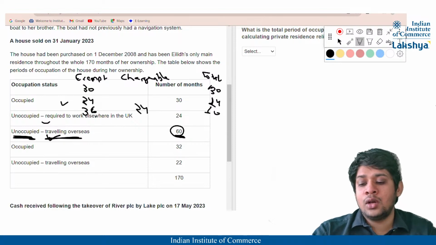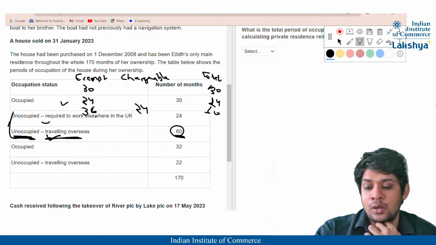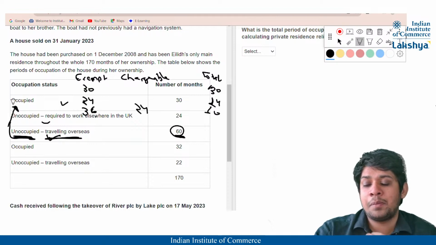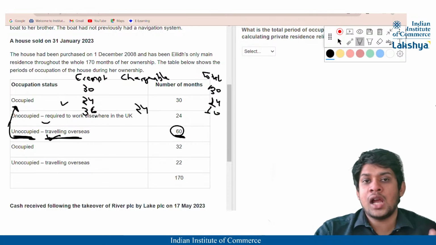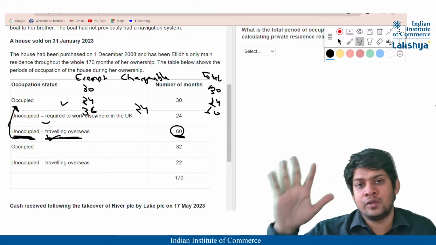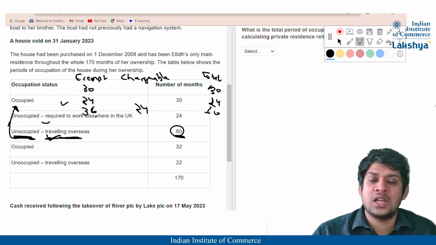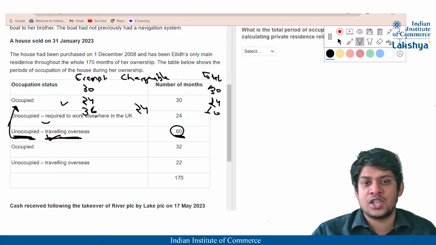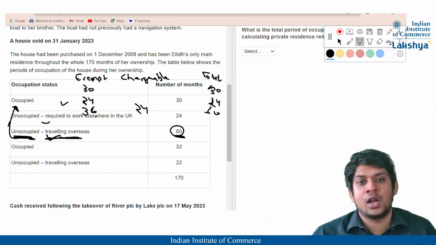And this will only be given provided she has occupied the property before she left and also after she left. If she has not occupied the property after she left, maybe she went overseas traveling and sold her property from her overseas country itself, then she will not get the 36 months exemption. She has to occupy the property before she leaves and also after she leaves, and only then, if she sells it, will the 36 months exemption be qualified.